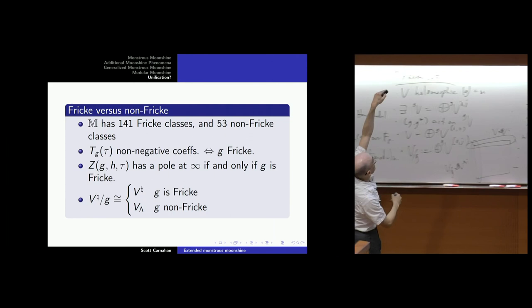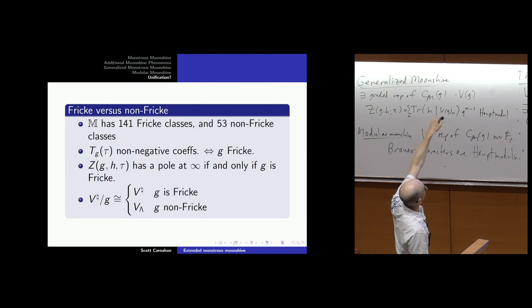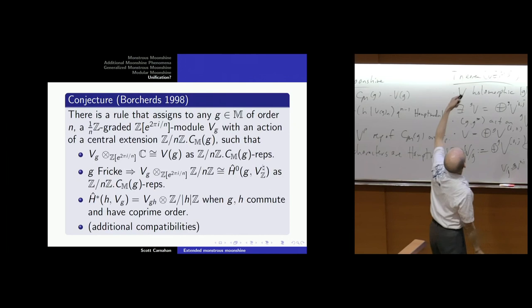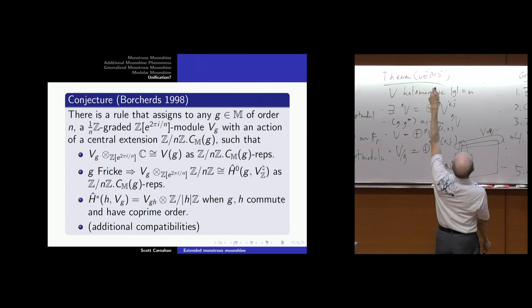Non-negative coefficients means you get a Fricke class. Poles at zero, we get Fricke from generalized moonshine, and the orbifolds are V natural if it's Fricke, and the Leech lattice if it's not Fricke. Anyway, Borcherds has this conjecture about forming modules over Z adjoin a root of unity.